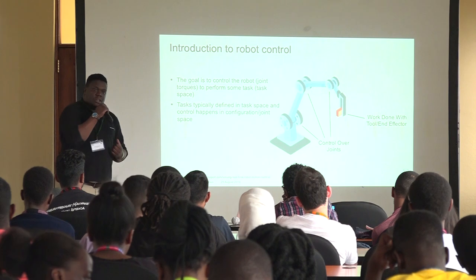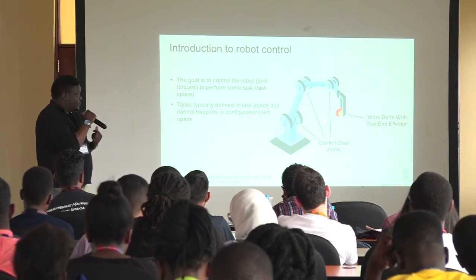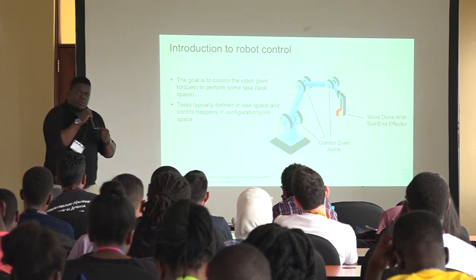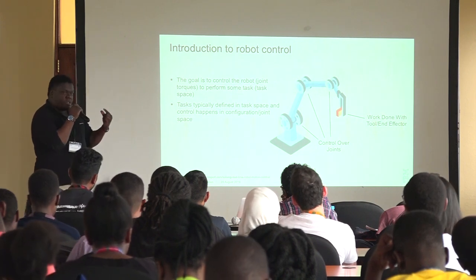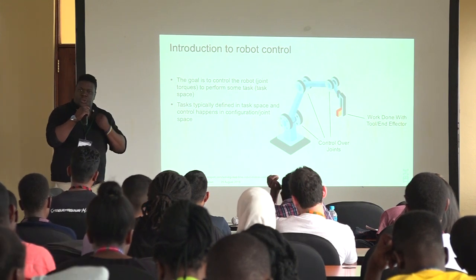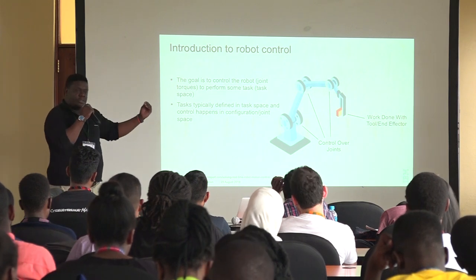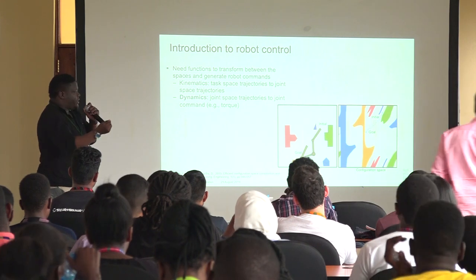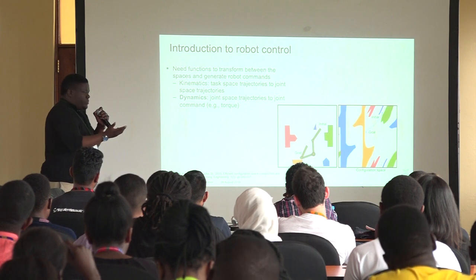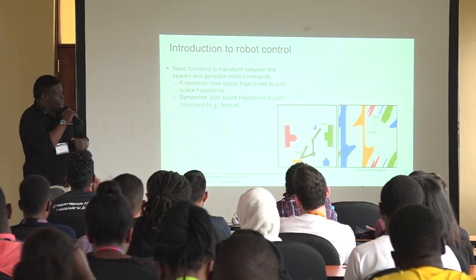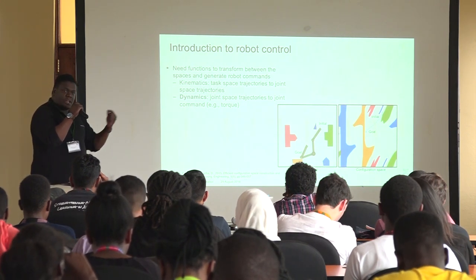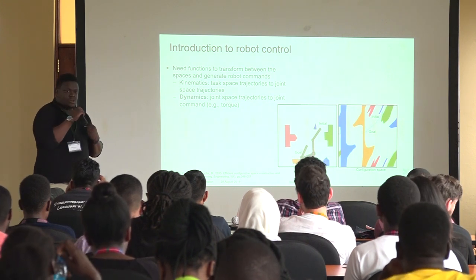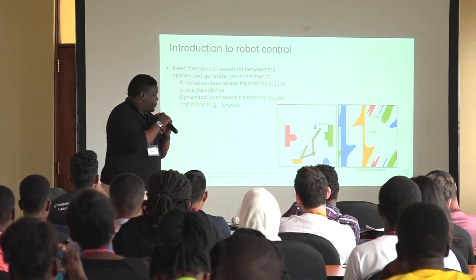Before going into how to apply supervised machine learning, I'd like to give a brief overview of robot control. The goal here is to control the joints of the robot arm in order to perform the task using its end effector. The task is typically specified in this end effector space, which is intuitive to humans, but control takes place in the joint space. So we need functions to transform the task specification from the end effector space to the joint space for control. There are typically two functions required. There's kinematics, which transforms the trajectories, without the dynamics, from the end effector space to the joint space. And also the dynamics: once you've got the trajectories in joint space, how do you predict the torques required to control the robot? I'll mainly talk about dynamics control in this talk.